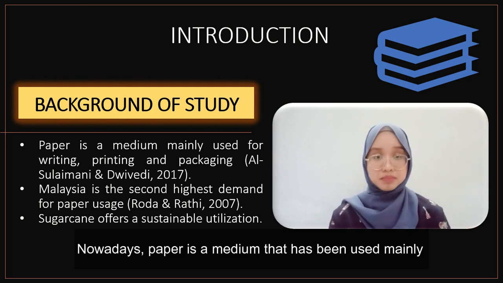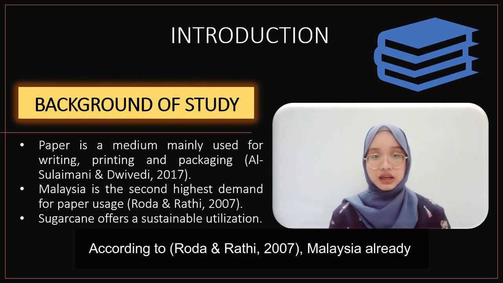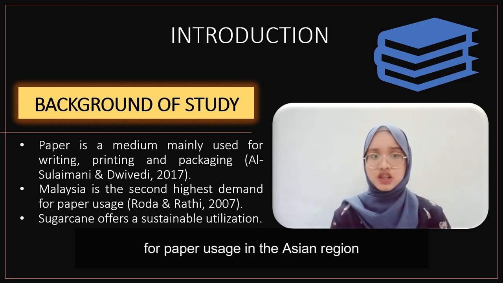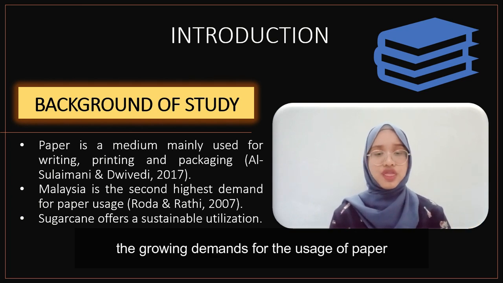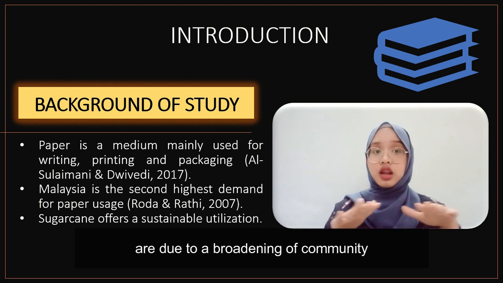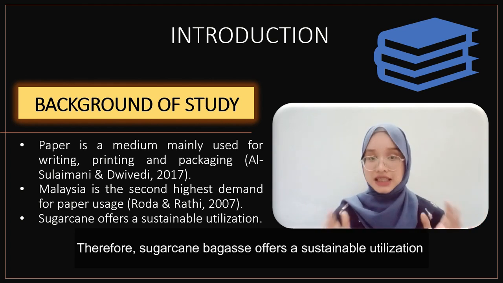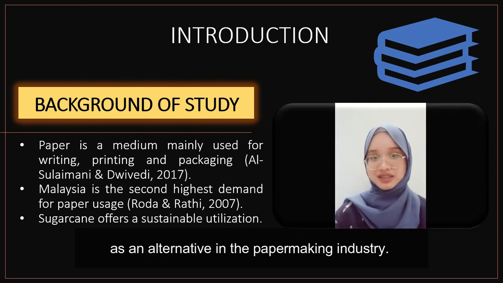Nowadays, paper is a medium that has been used mainly for writing, printing, and packaging. According to Roda and Rati 2007, Malaysia already listed the second highest demand for paper usage in the Asian region. Also, Malaysia is a globalization nation where the growing demands for the usage of paper are due to the broadening of community. Therefore, sugarcane bagasse offers a sustainable utilization as an alternative in the paper-making industry.